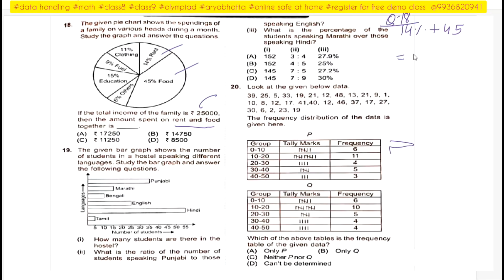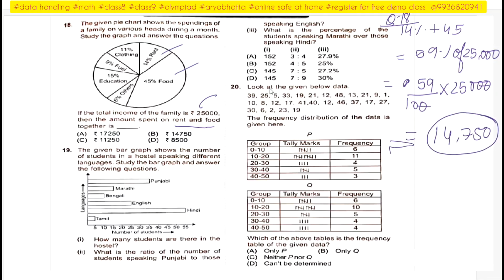So it will be how much percent? 59% total. Okay, now this 59% will be of how much? 25,000, because their total income is 25,000. So what will I do? I will multiply 0.59, or directly 59 by 100, into 25,000. I get how much? It is 14,750. Okay, 14,750. Option B. You got it.